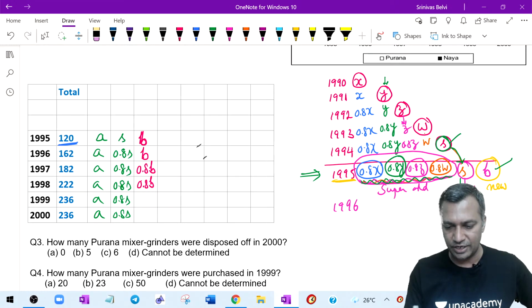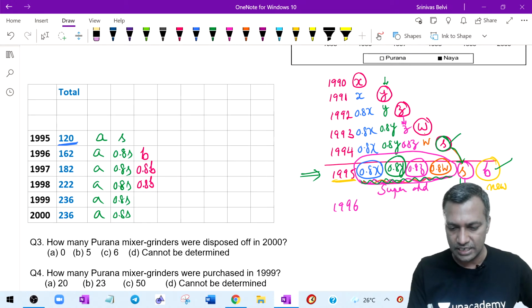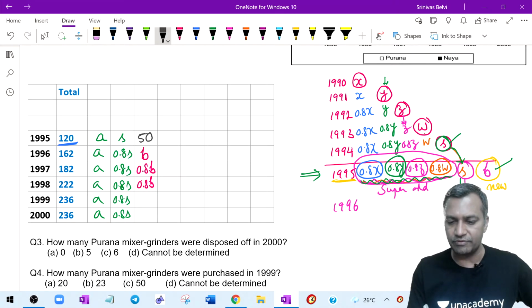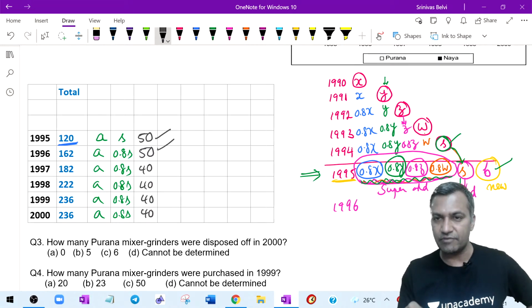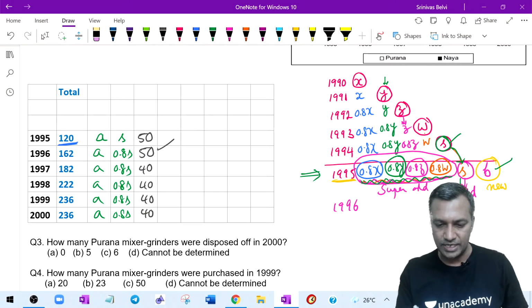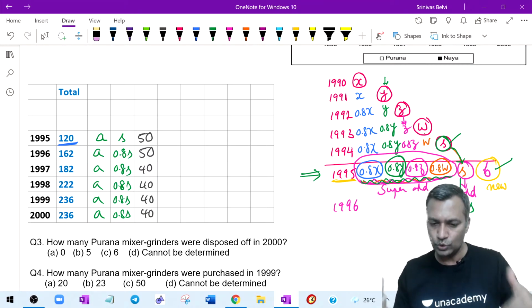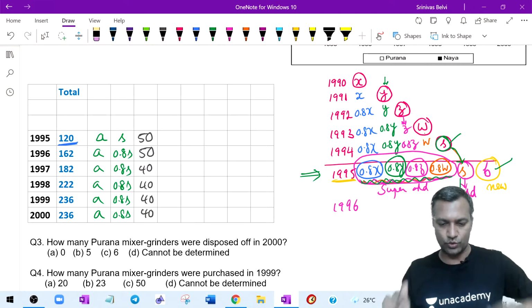If I know B is equal to 50, let me remove this and write 50. Okay, what is this particular number? Therefore, this is 40. What would be this? 40. Because in 2 years it will remain 50. 20% is going to be discarded and then 40 is going to remain out there, right? So this is what is going to happen.